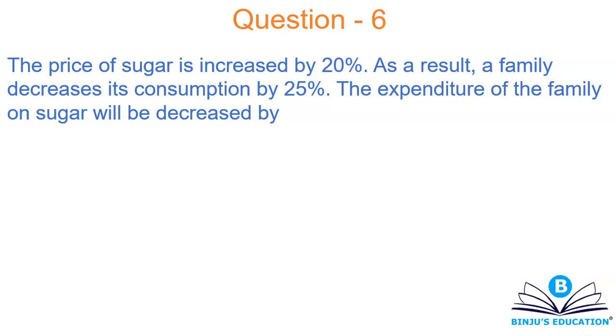All right, let's see. So this question is basically based on the fact that your total expenditure is equal to price of the commodity multiplied by the consumption. So total expenditure is equal to price of the commodity multiplied by consumption. So you can use sugar, you can use petrol, you can use anything basically. It really doesn't matter. The concept remains the same.